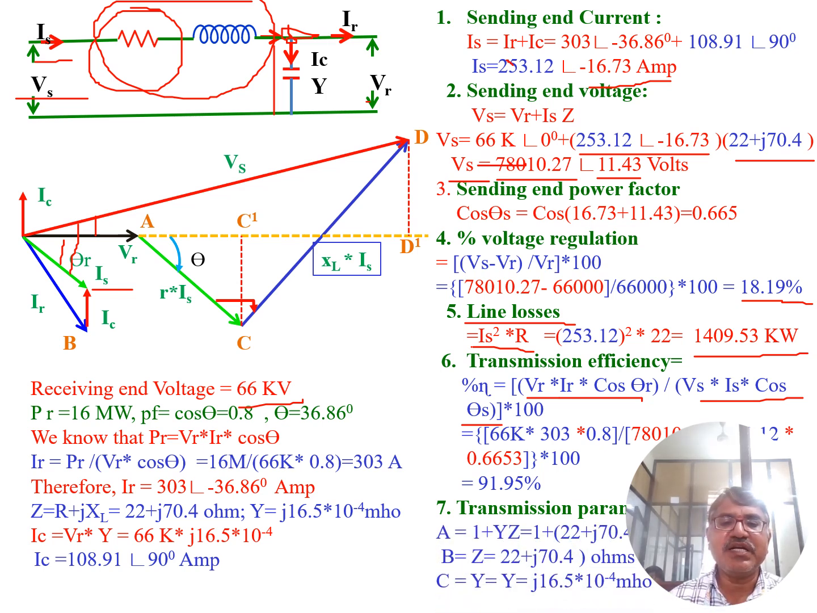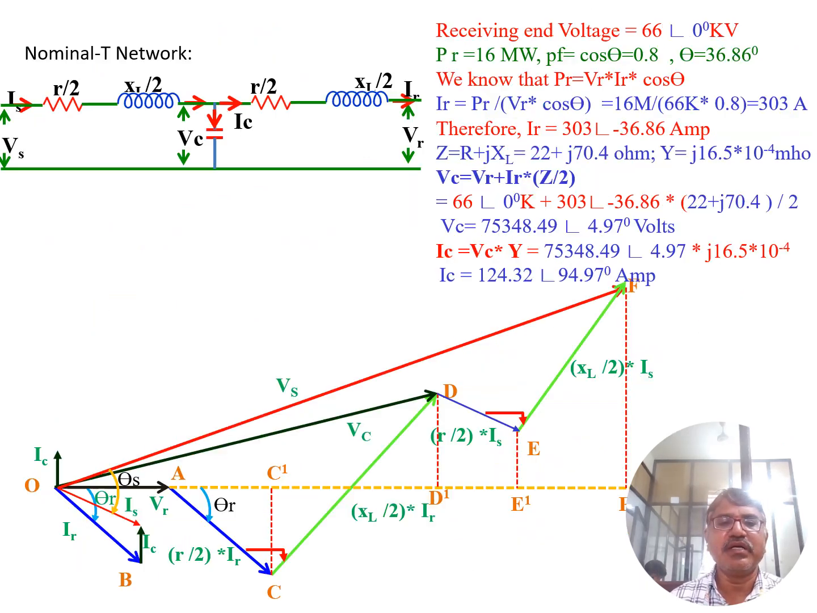Then in the end condenser network, A parameter is represented as 1 plus y into z, B is equal to z, C is equal to y, and so therefore substitute the corresponding values in that formula, we will get the transmission parameters. Next network is nominal T network. This is the representation of the nominal T network. But nominal T అని ఎప్పుడు అంటాం మనం దీన్ని, when the capacitive admittance is connected at middle point of the transmission line, that is called as a nominal T network.